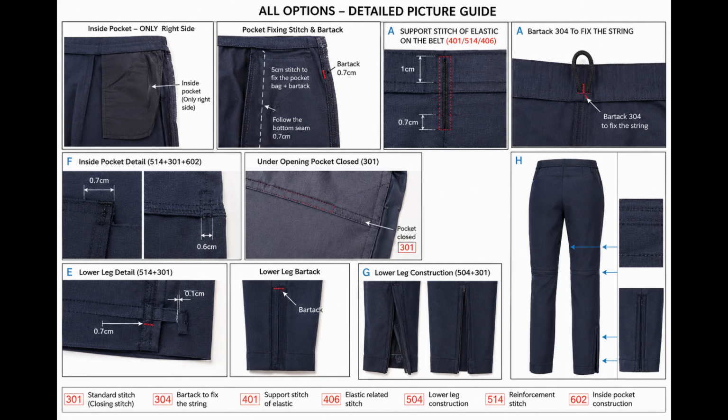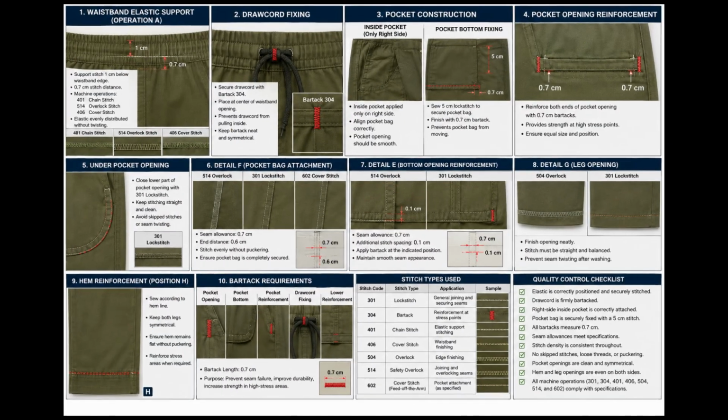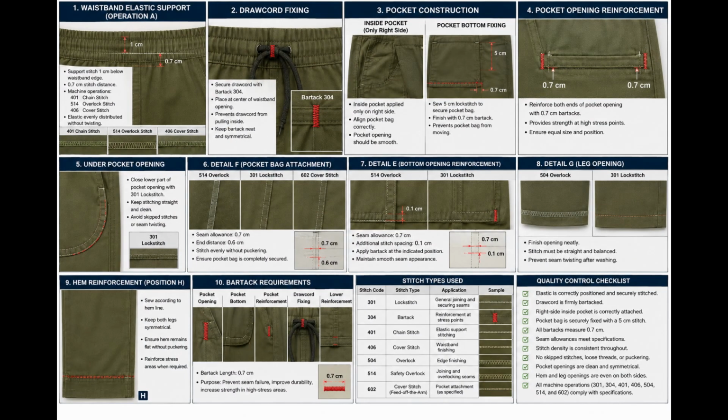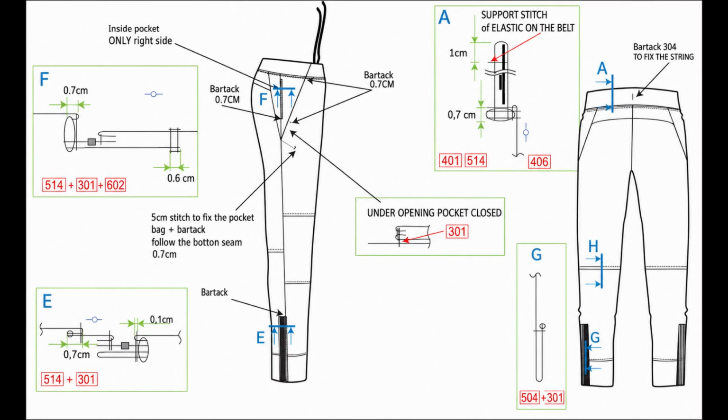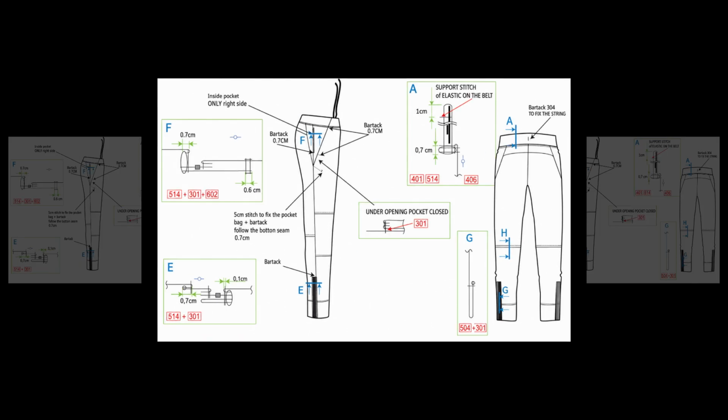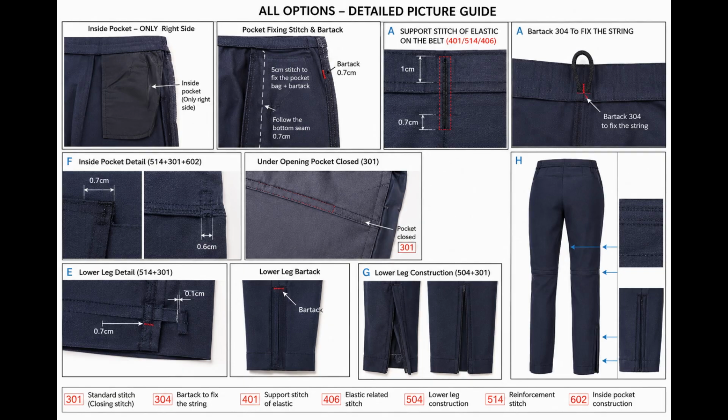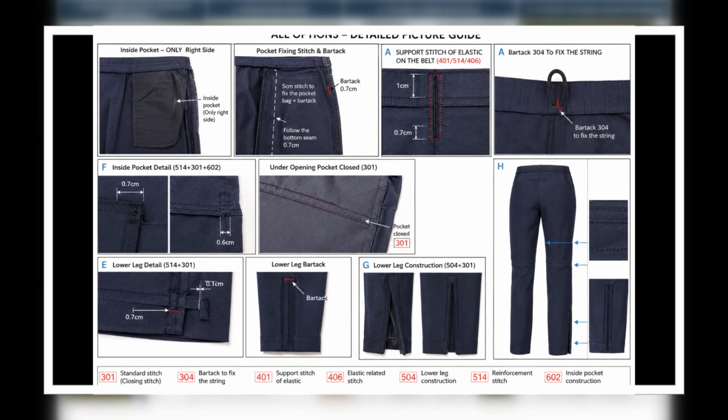9. Front garment construction. The front technical drawing shows upper waistband belt construction, right side inside pocket, pocket bag attachment, pocket opening, bar tack reinforcement, front leg construction, lower leg reinforcement, elastic related construction. The front pocket must be correctly positioned and securely attached before closing the surrounding seams.